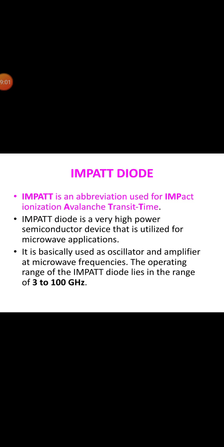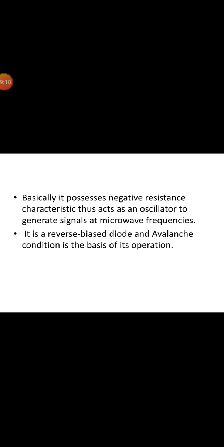So the impact diode is a very high power semiconductor device that is utilized for microwave applications. It is basically used as an amplifier and oscillator at microwave frequencies. The operating range of the impact diode lies in the range of 3 to 100 gigahertz. Basically, it possesses negative resistance characteristics, thus acting as an oscillator to generate signals at microwave frequencies.